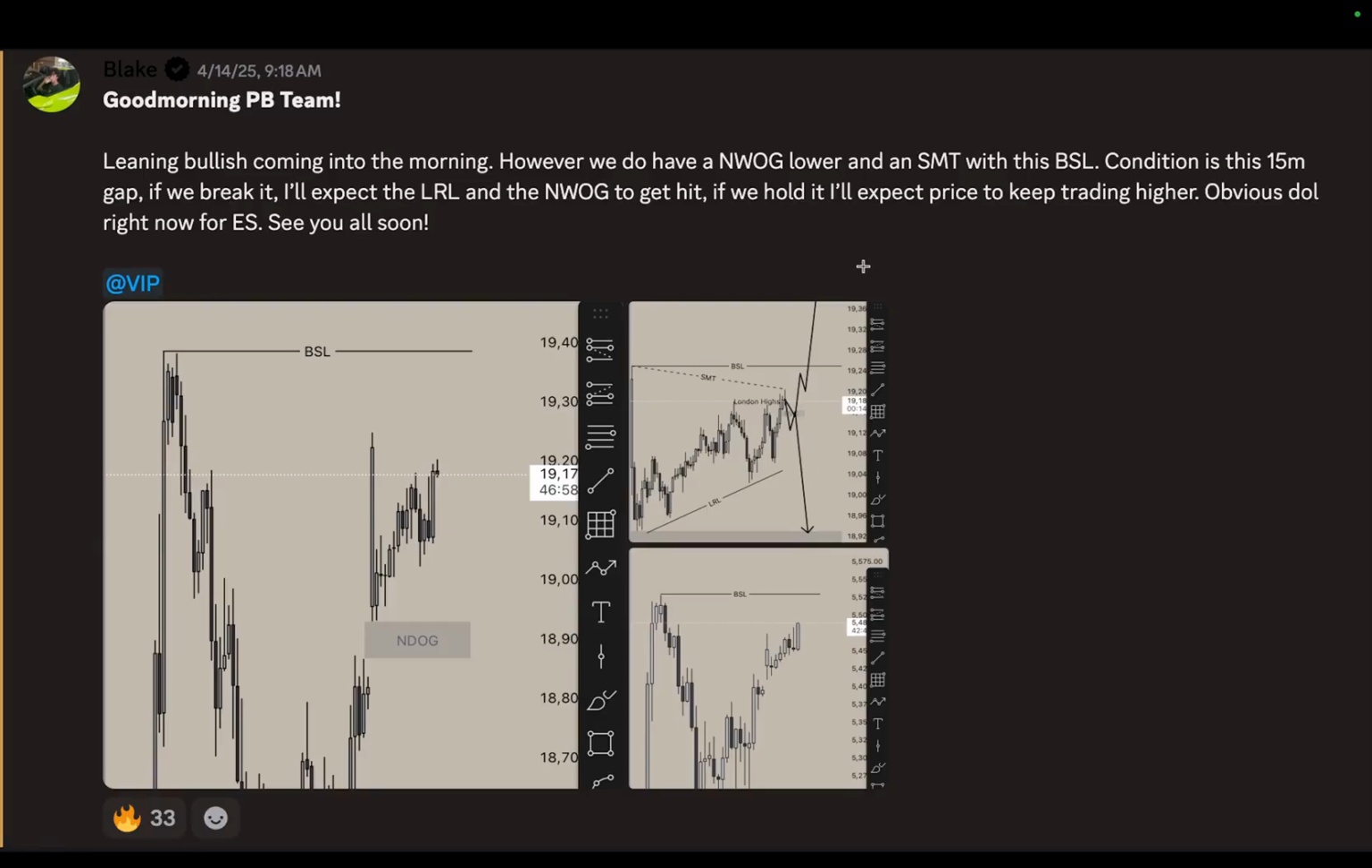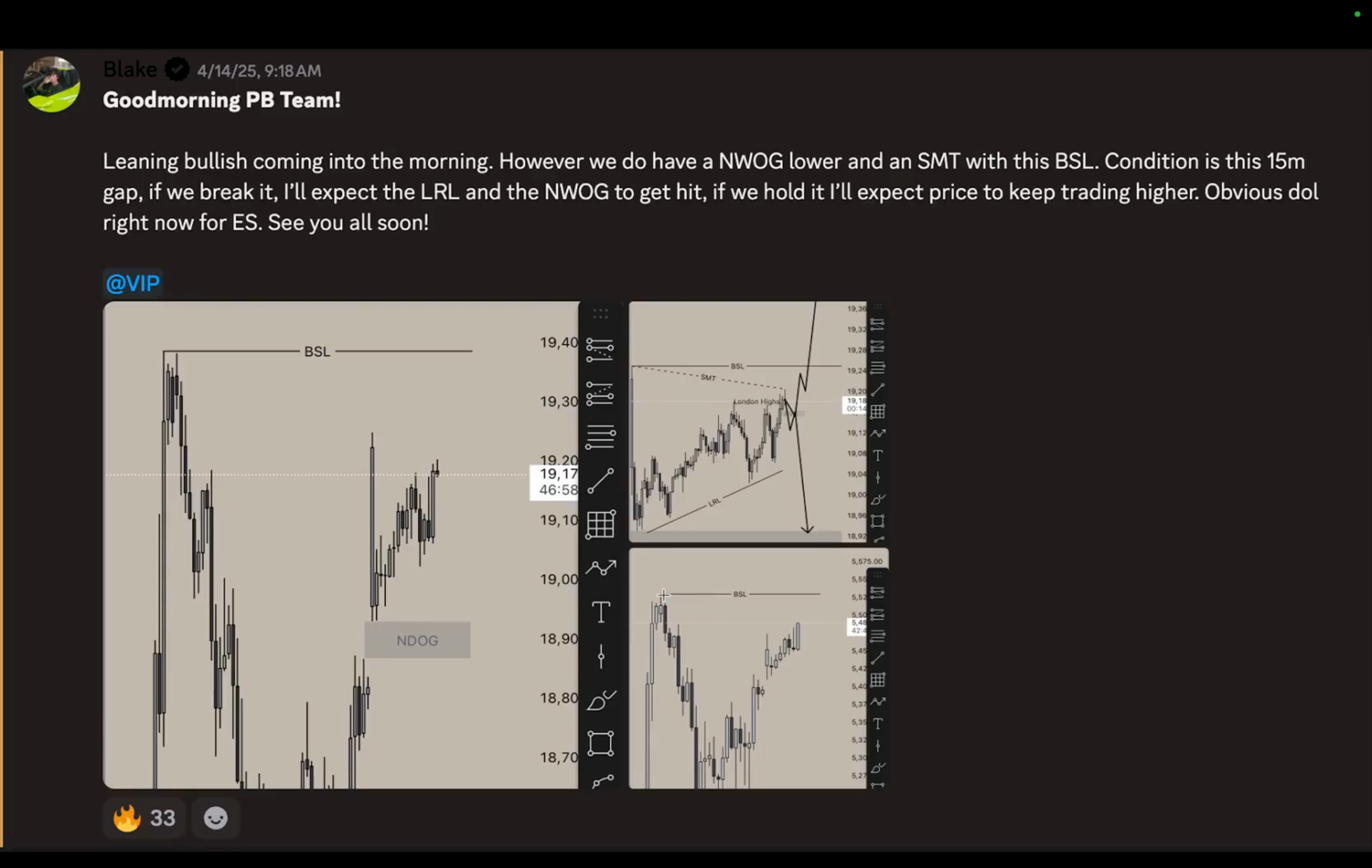Obvious draw on liquidity right now for ES is this buy side, right? So obviously, we are in an uptrend higher, right? You guys just really need to simplify this. I mean, it shouldn't be this complicated. Just where does it look like price is trading towards, right? It's trending higher, so it's most likely the next swing high here is your draw on liquidity. That's your liquidity pool, okay?